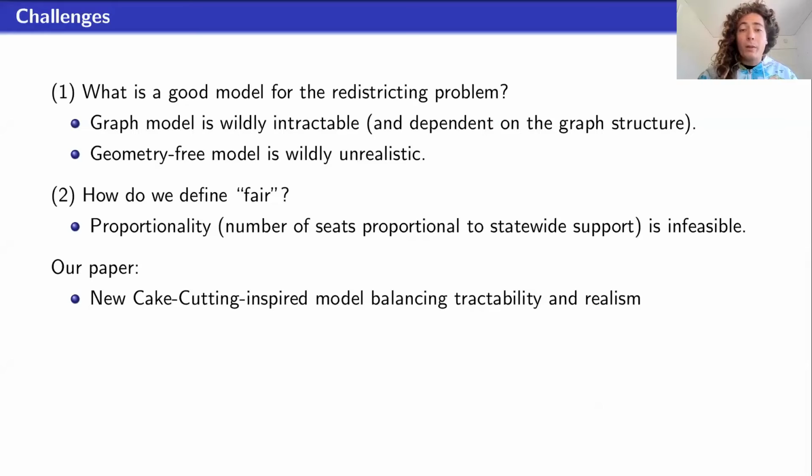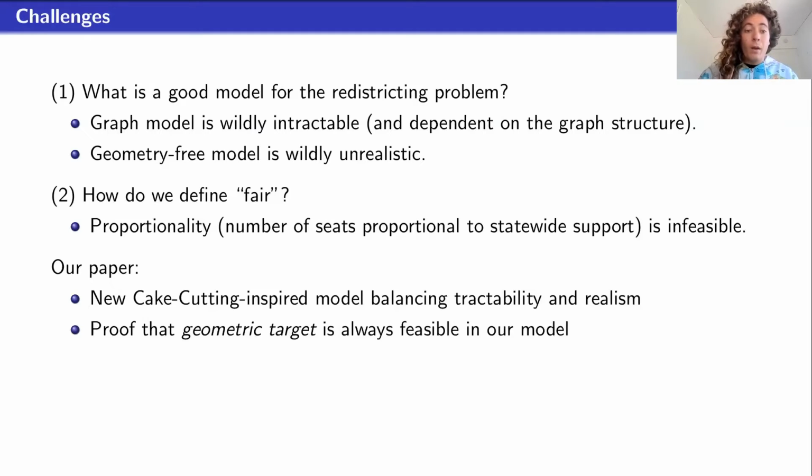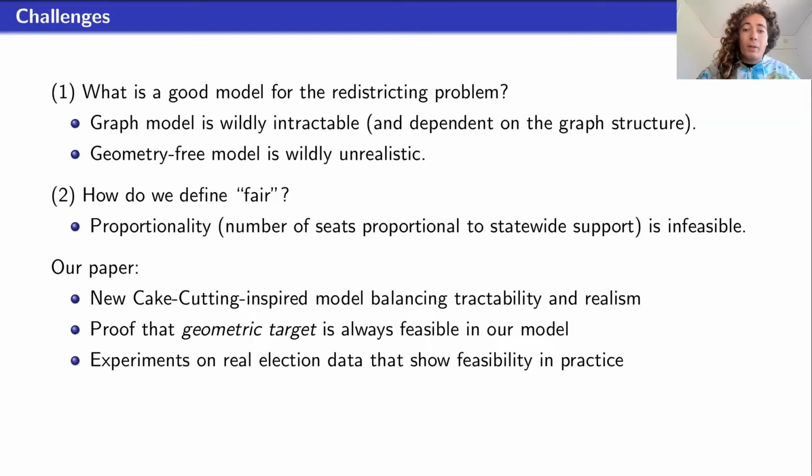In our paper, we introduce a new model bridging this realism tractability gap that incorporates some realistic constraints, but still is simple enough that we can analyze it theoretically. We prove that while proportionality is not feasible in our model, as it's not in reality, a different notion known as the geometric target, which I'll explain shortly, is always feasible. And we prove this via a sort of cut and choose protocol akin to some other results in the fair division literature. Finally, we show via experiments on real election data that this geometric target notion is feasible in practice as well as in theory.